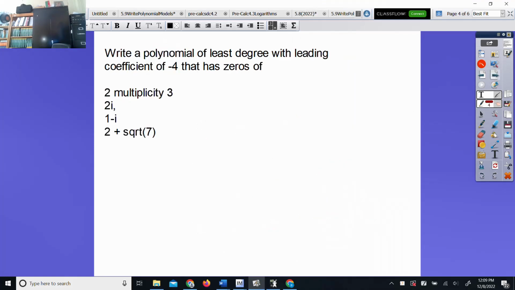All right. This is not anything new. It's actually something old. It's just something I want to talk about again. Write a polynomial of least degree with leading coefficient of -4 that has zeros of 2 with a multiplicity of 3, 2i with a multiplicity of 1 since it doesn't say, and then 1 minus i and 2 plus square root 7. What do you guys remember about weird zeros?